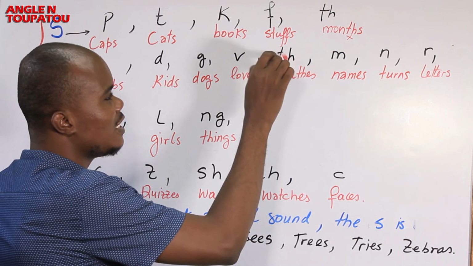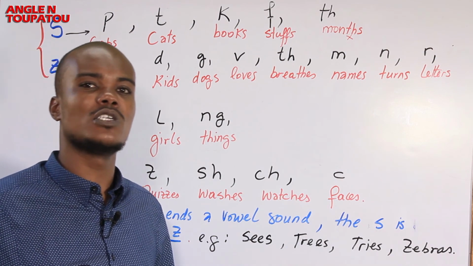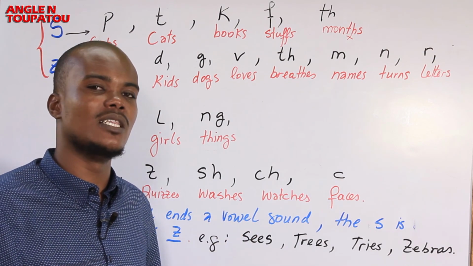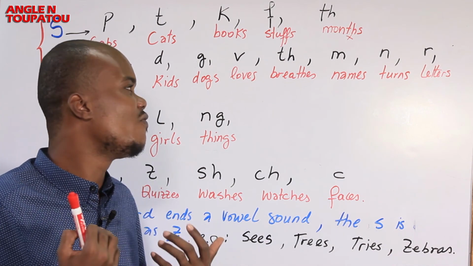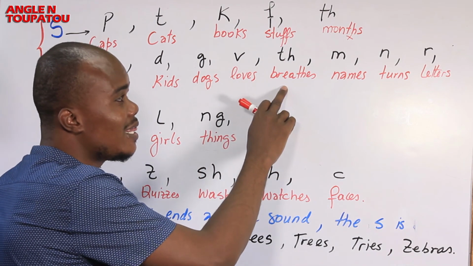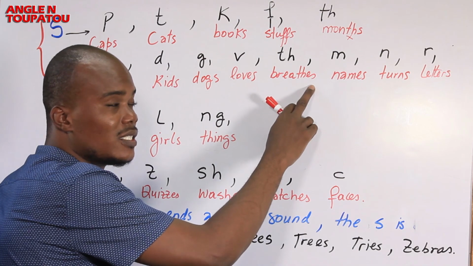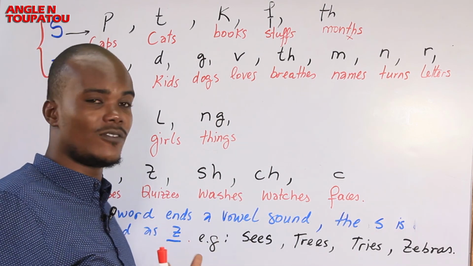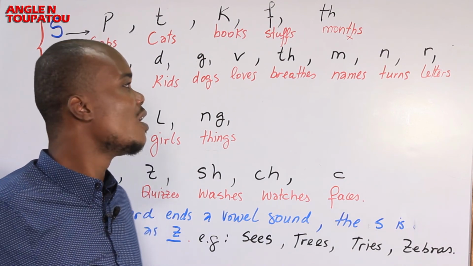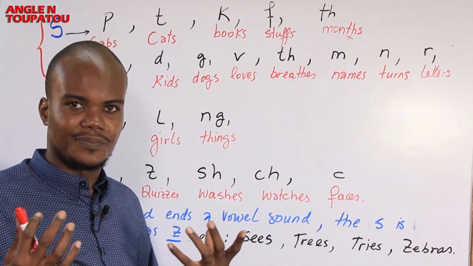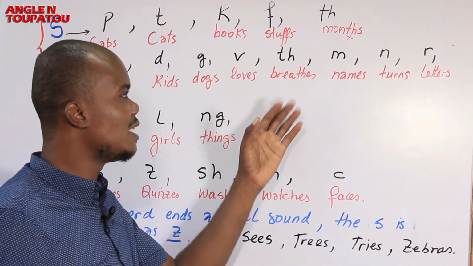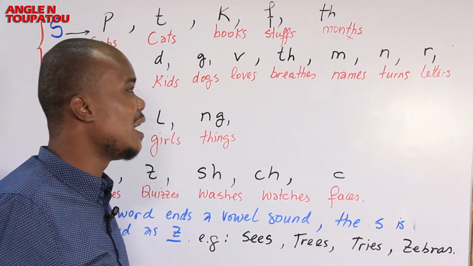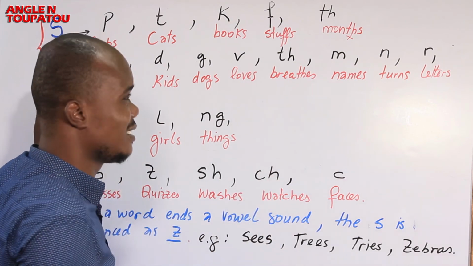And when I have TH again, now I have voiced TH. That means this TH has a vibration. It vibrates. You say breathe, breathes, breathes. It's really difficult to pronounce, it's breathes. Okay, to breathe, the verb breathes. Because when you have a TH with vibration, the S is pronounced like a Z sound.